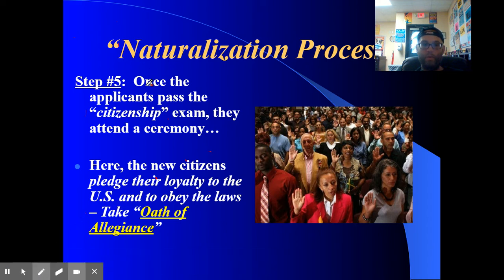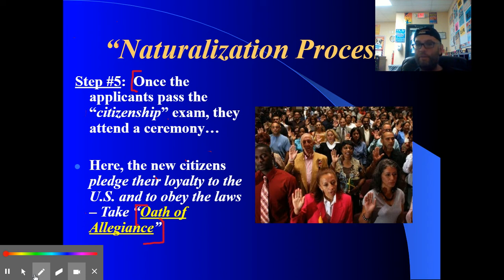Once applicants pass the exam, they attend a ceremony. Yeah, you could say that. Maybe even write down that they have to take an oath of allegiance to this country to make sure that they're allegiant to their new country. This is usually a very proud moment for citizens. They'll usually invite family members to attend this ceremony.